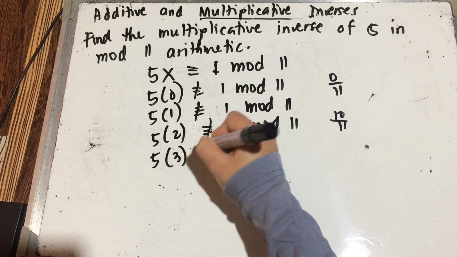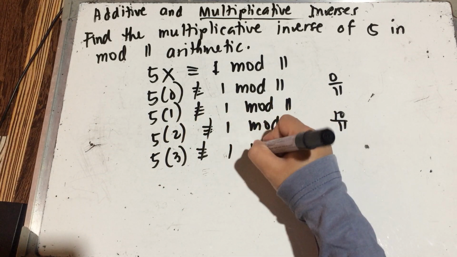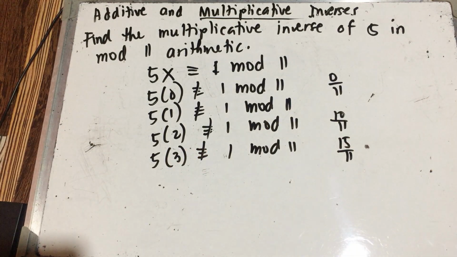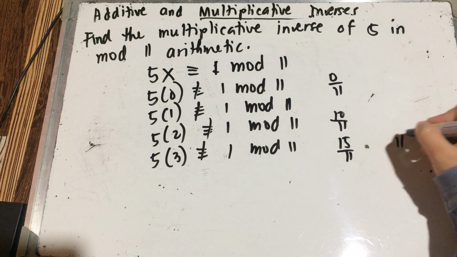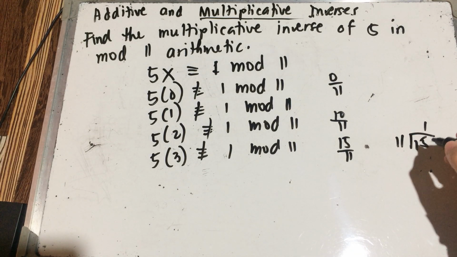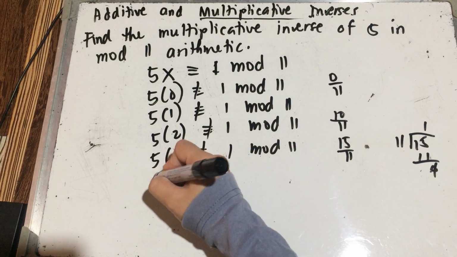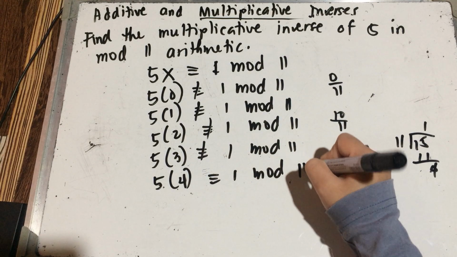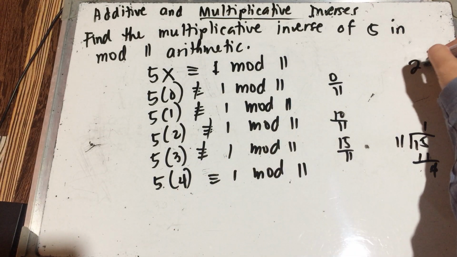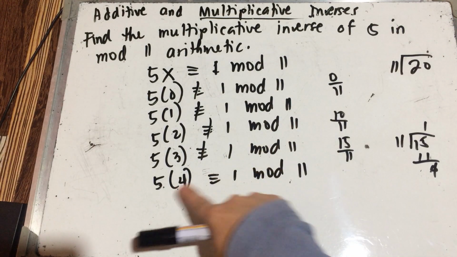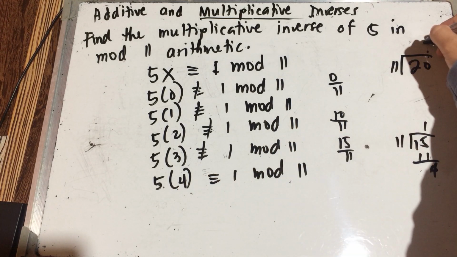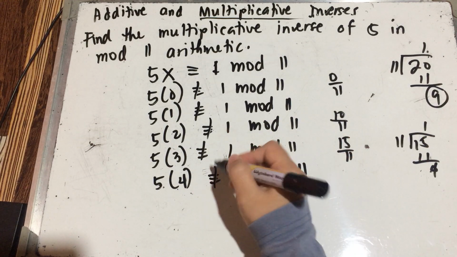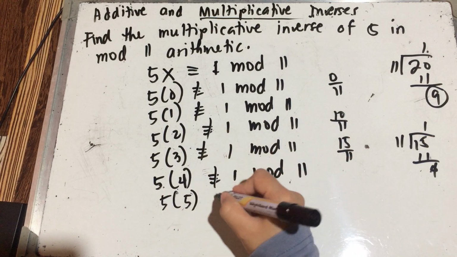5 times 3, congruent to 1 modulo 11. So, magiging 15 over 11. Pag dinivide mo, ang remainder ay 4. So, malayo din. Multiply natin by 4, modulo 11. So, magiging 20 over 11. So, 20 divide 11, that is 1, so 11. Ang remainder ay 9. So, hindi pa din. So, 5 times 5.